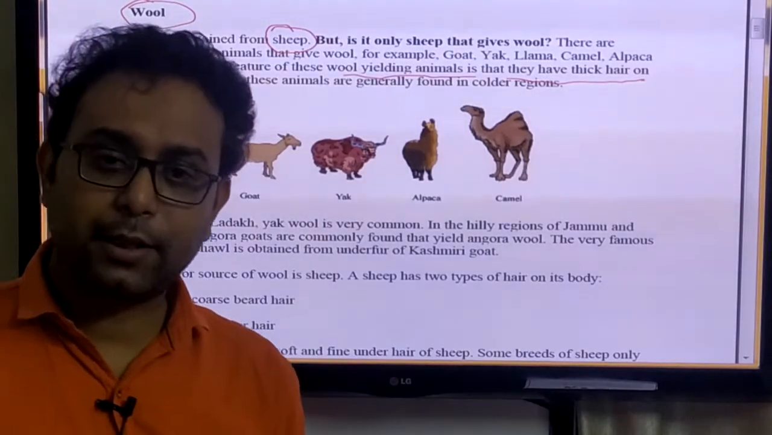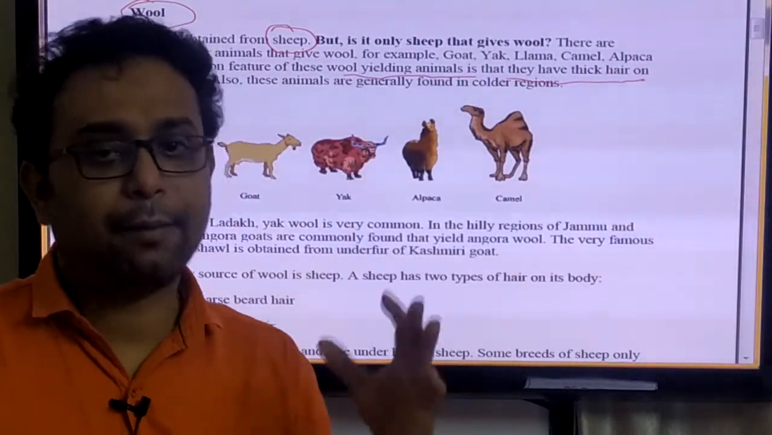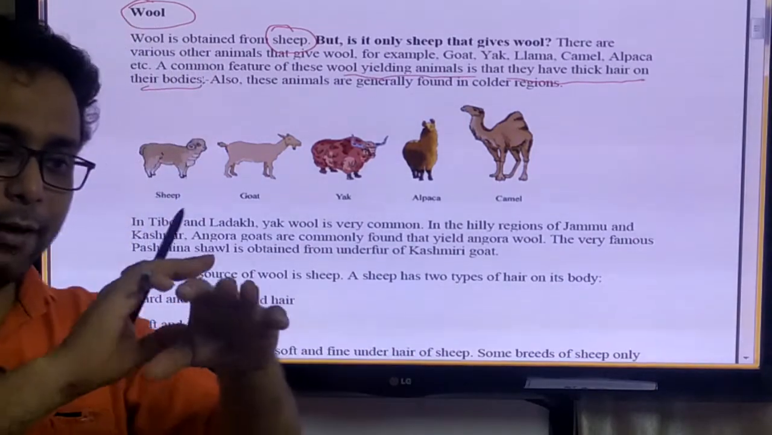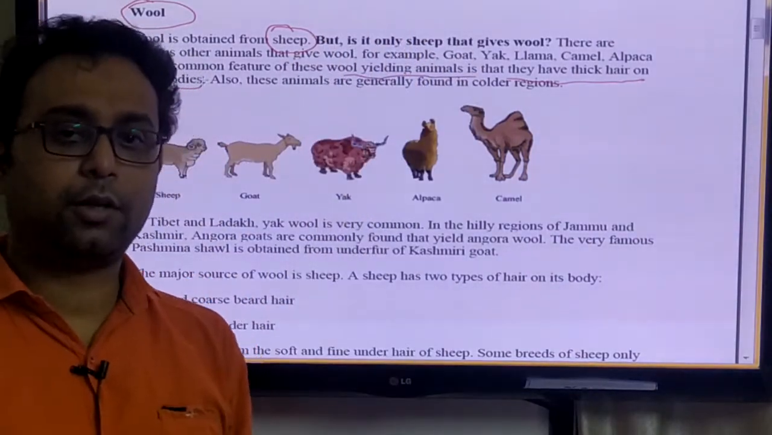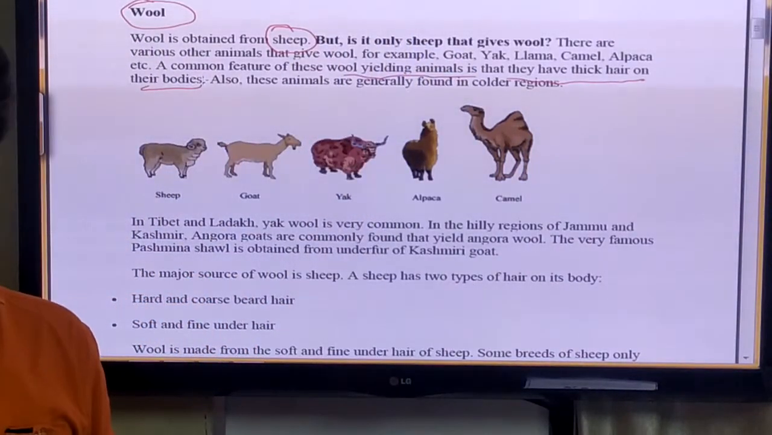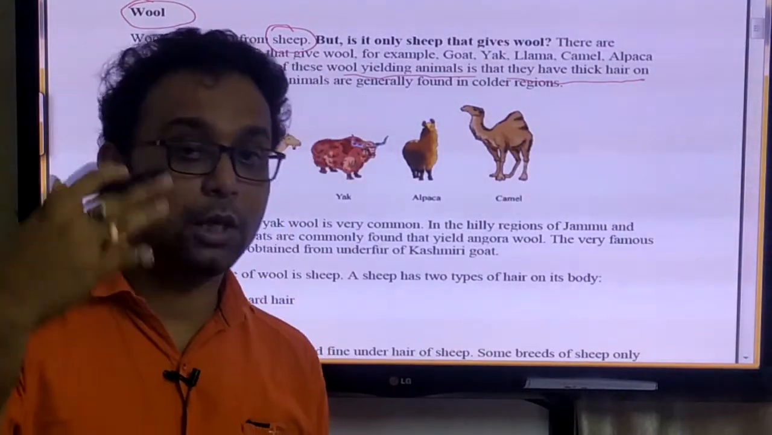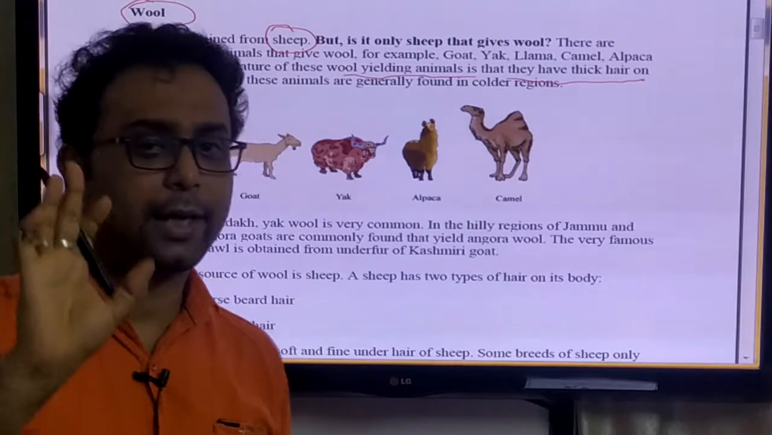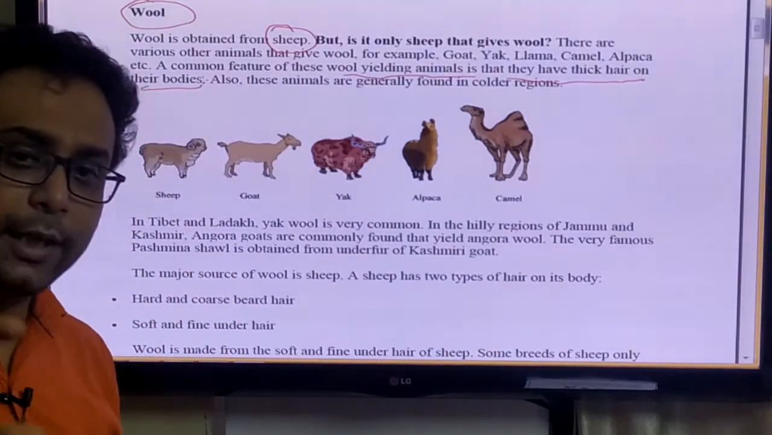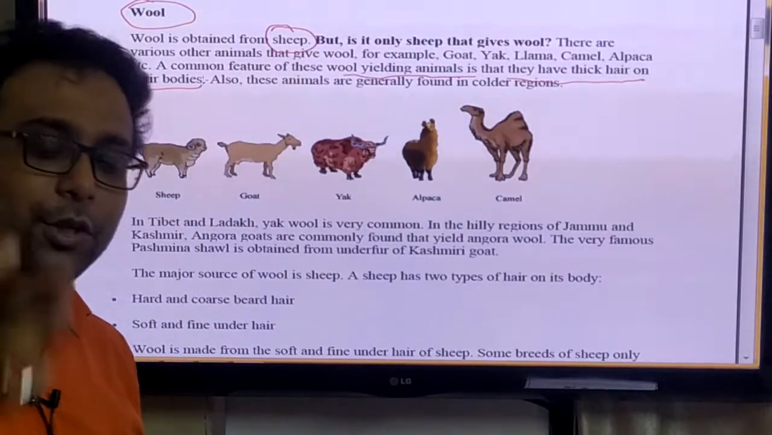So which animals give wool? They have a common feature: they have a thick cover on their body, so they produce wool. That is the common feature you can observe in all types of animals which produce wool.